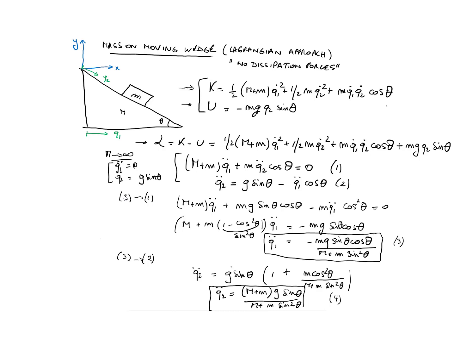Well, if big M goes to infinity, it appears in the denominator, and indeed you see that Q1 double dot will tend to 0. Here you have masses appearing here and masses appearing here, so this fraction will go to 1. So indeed, as M goes to infinity, Q2 double dot will tend to J sine theta. Okay, another check, and it looks like what we have produced here is correct, and anyway it's exactly the same result as the Newtonian approach.